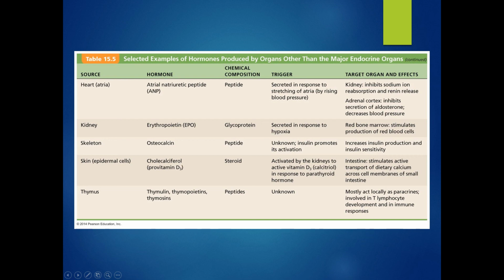Then cholecalciferol is made by the skin, but then it has to go to the kidneys to get changed into 1,25-dihydroxy vitamin D3, and then it will cause the absorption of calcium across the cell membranes of the small intestine. And we won't worry about the thymus either. Okay, so that's that.